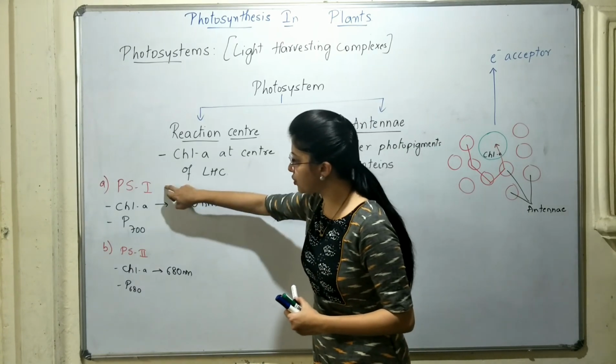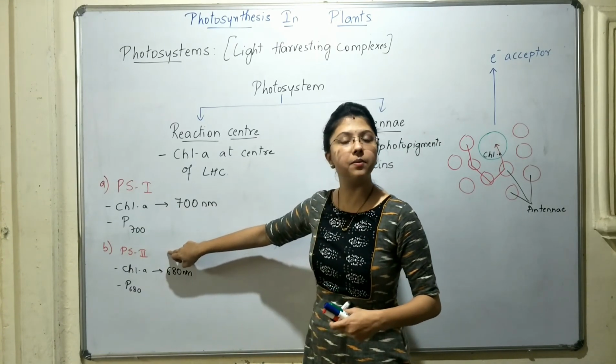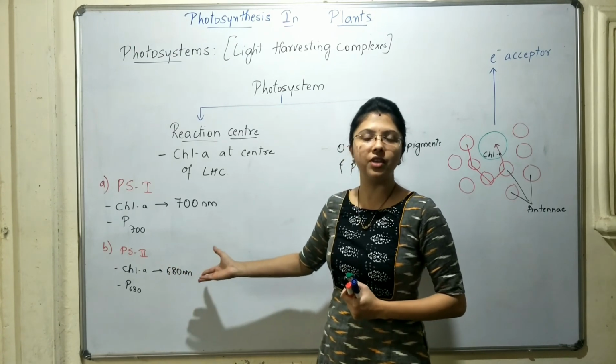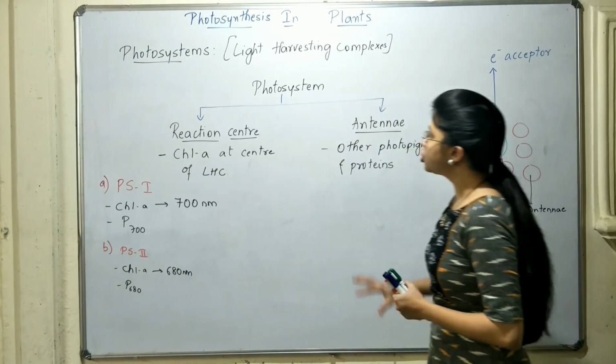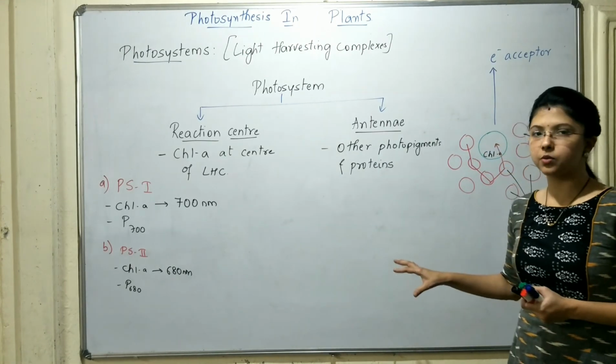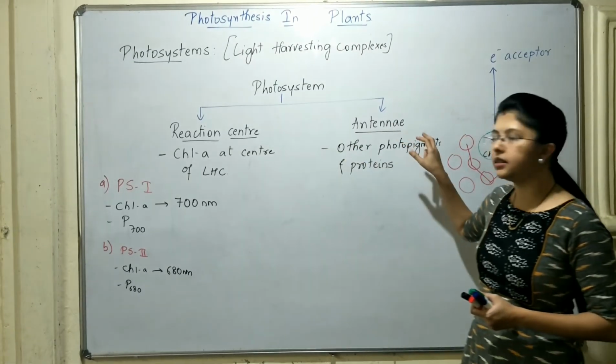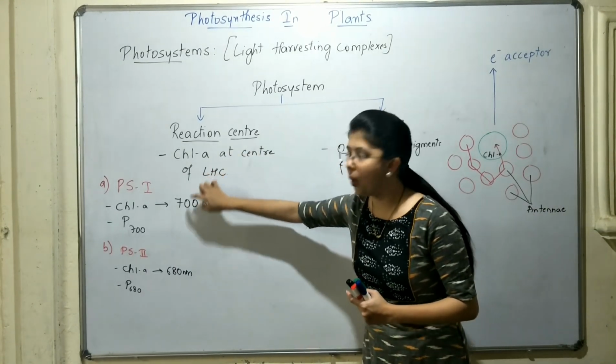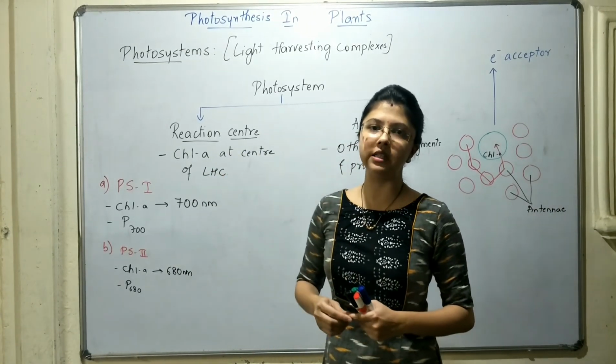Now, photosystem 1 and 2 are named depending upon the order of discovery and not the wavelength of light they absorb. So this is all about your photosystems, which have a reaction center and the antennae. We will now study photosystem 1 and photosystem 2 in detail in the next lecture.